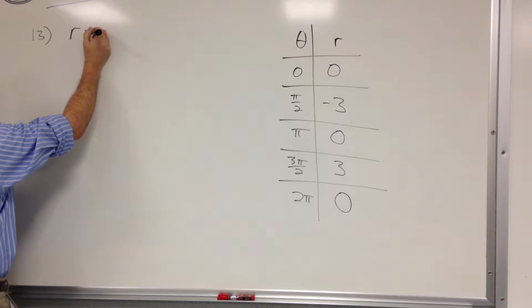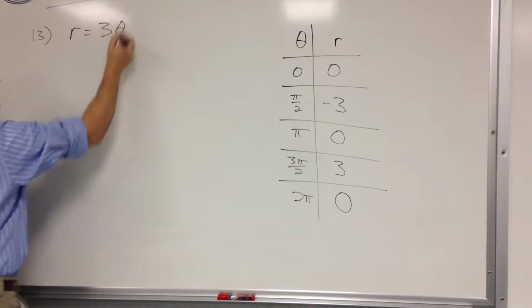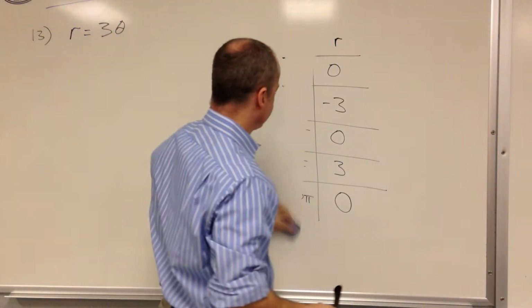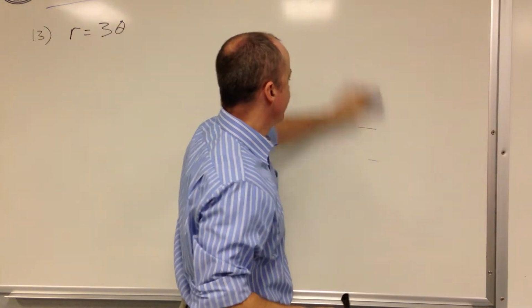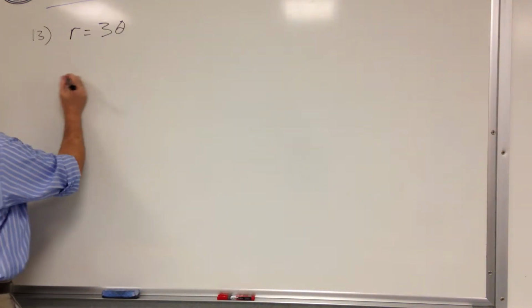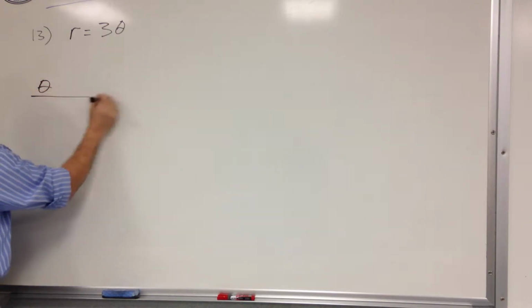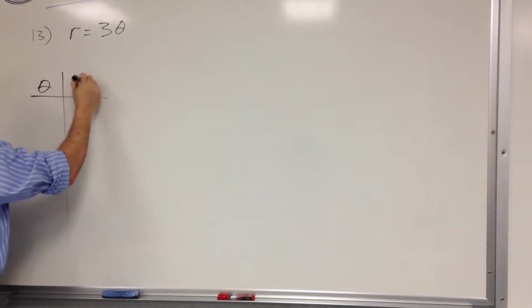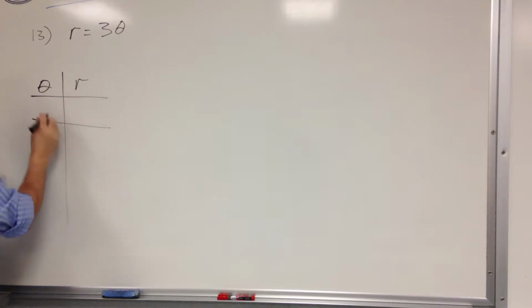3 theta. R equals what? R equals 3 theta. There's no trig to this one. But I didn't go over this one. I apologize for assigning it. But let's make the table real quick and see what happens. They're kind of fun. When theta is 0.